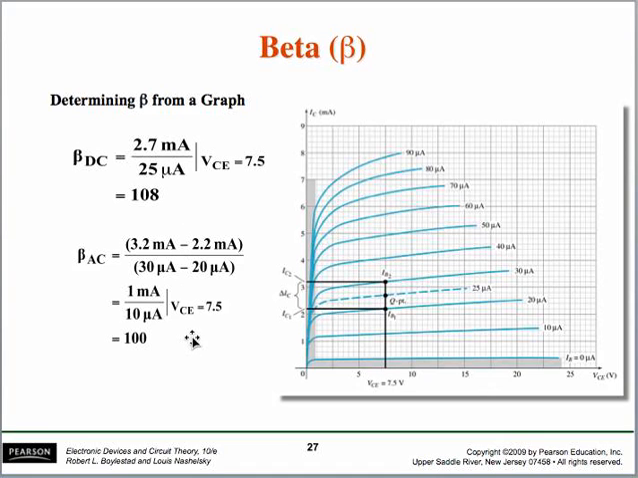But when you want to calculate beta for AC, you are applying a range of base currents. For example, your minimum current may be around 20 microampere, and your maximum current applied to the base may be around 30 microampere. As a result, you get a range of output current at the collector, IC1 and IC2. Beta for AC is delta IC over delta IB. The maximum current you get for the range of base current applied in this example is 3.2, and the minimum is 2.2. Divide by the range of delta IB, which is 30 microampere minus 20 microampere, and you get a beta AC of about 100. You should notice that the beta for DC and AC are close to each other.